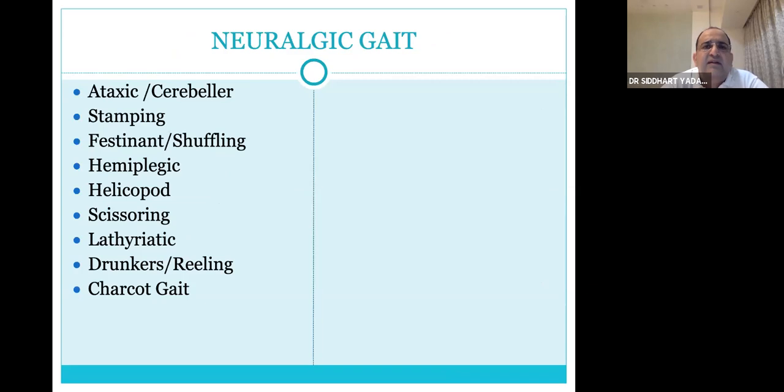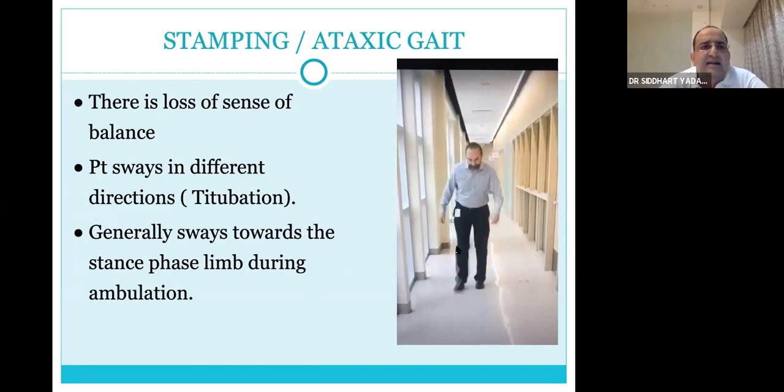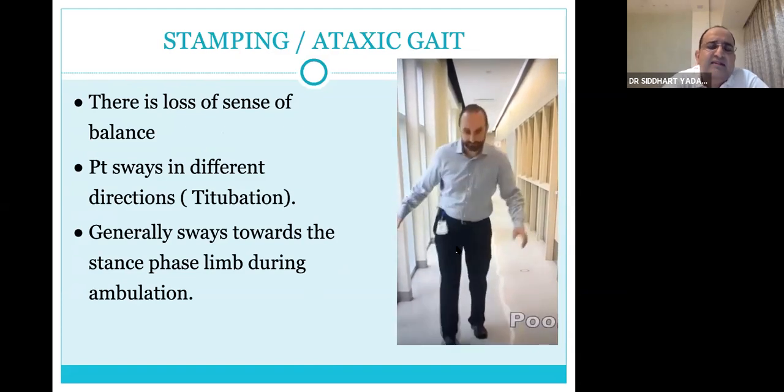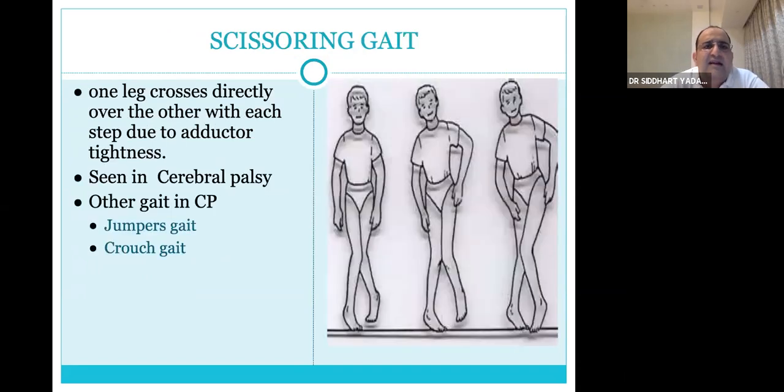Now, what are the neurological gaits? There are various neurological gaits, but you should know about stamping or ataxic gait. There is loss of sense of balance, and the patient sways in different directions even when standing in one place, called titubation. It means the patient moves in stance phase forward, backward and side to side, and also generally sways toward the stance phase during ambulation. What is stamping gait? It is seen in peripheral neuritis, brainstem lesion in children, and tabes dorsalis in adults.